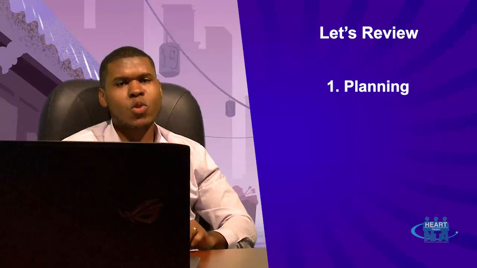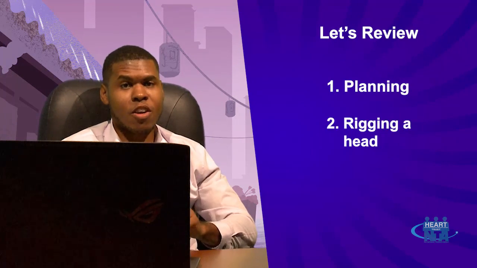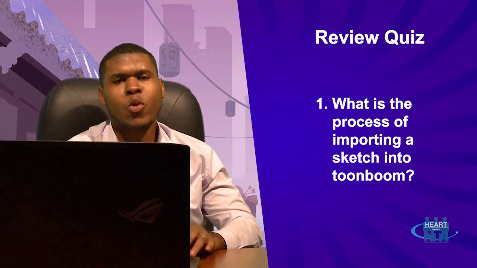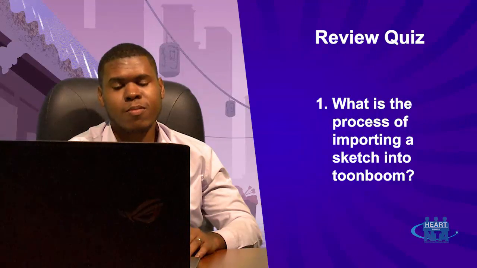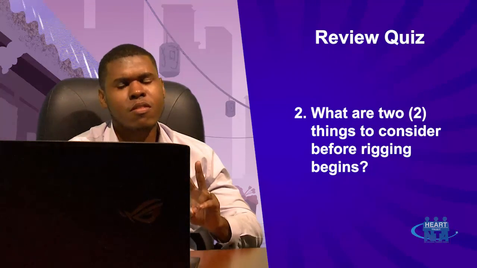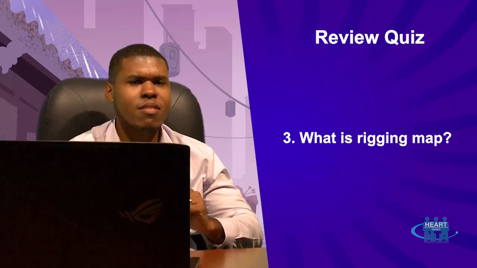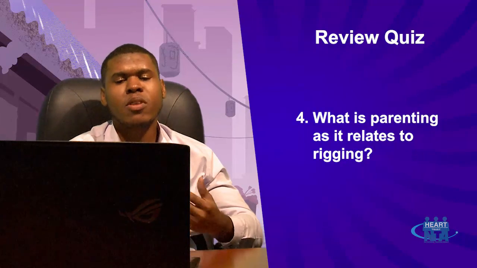Let's review. So we just covered planning for 2D rigging, rigging a character's head, and creating a full body rig. Let's see if we're both on the same page. Here are some questions. What is the process for importing a sketch into Toon Boom? What are 2 things to consider before rigging begins? What is a rigging map? What is parenting as it relates to rigging?